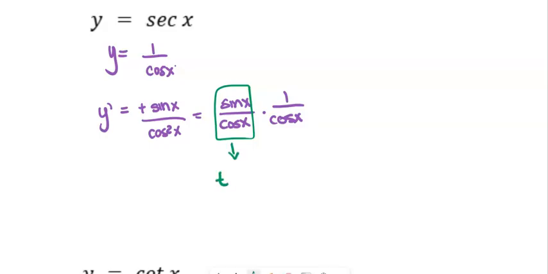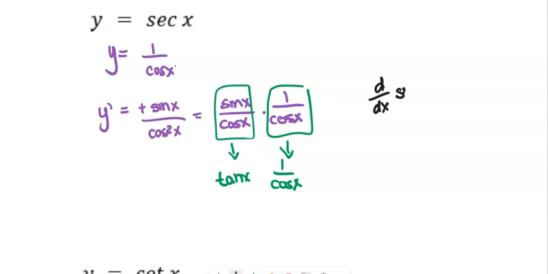This is actually just tan x, and this is actually 1 over cos x. So when I write this all out together, the derivative with respect to x of secant x is equal to tan x secant x.